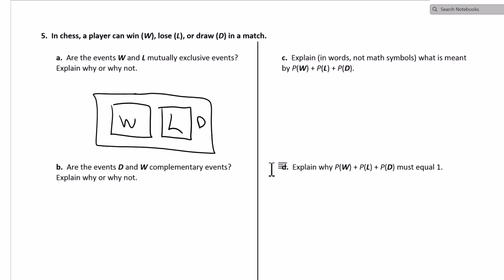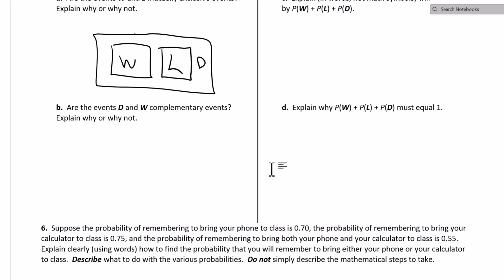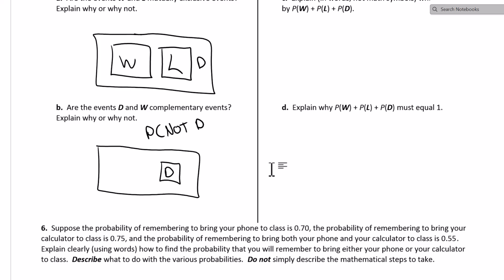Are draw and win complementary? We didn't talk about the definition of this, but we did talk about what it means. If I were to say the probability of not D, in our sample space that looks like this, the probability of not D is everything where D doesn't happen. That would mean that D and not D are complements. They add to 1. There's a 100% chance of D or not D happening.